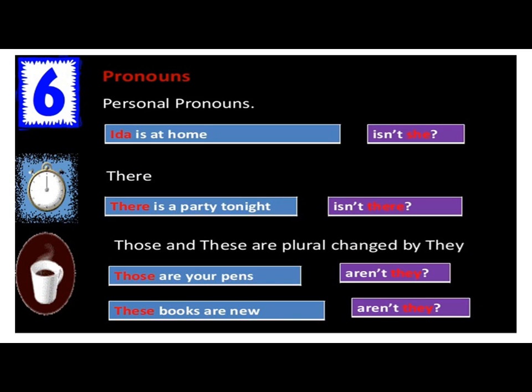Next, the sixth rule about pronouns. First of all, personal pronouns. Ida is at home, isn't she? There is a party tonight, isn't there? Those and these are plural, changed by they. Those are your pens, aren't they? These books are new, aren't they?